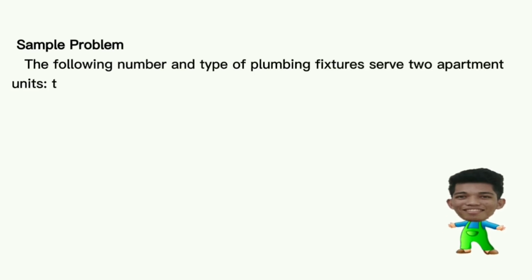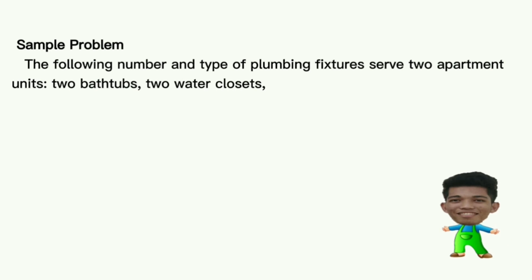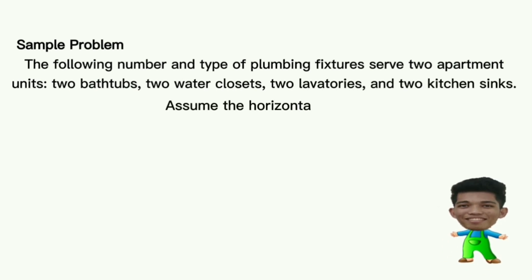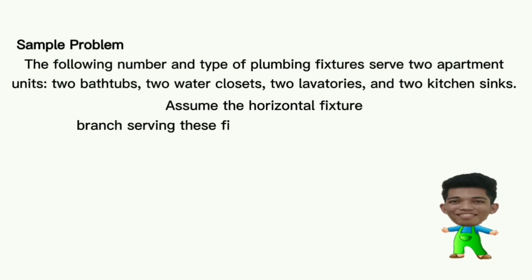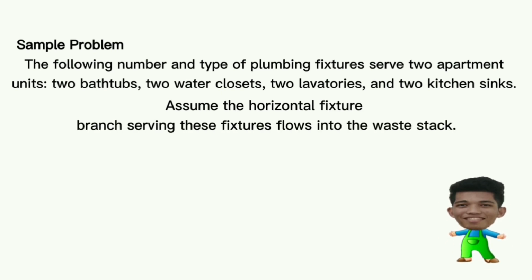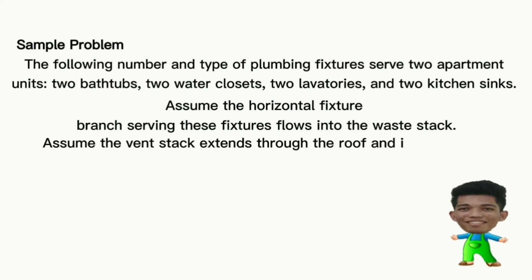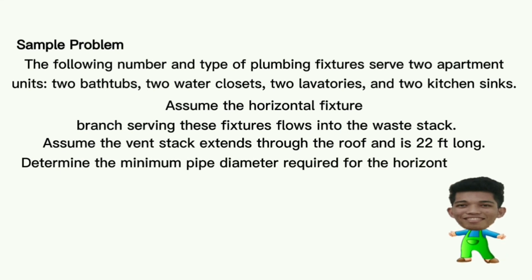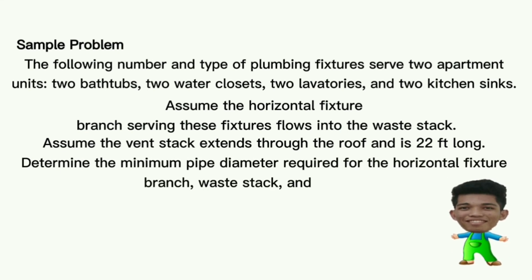So, itong example. The following number and type of plumbing fixtures serve 2 apartment units: 2 bathtubs, 2 water closets, 2 lavatories, and 2 kitchen sinks. Assume the horizontal fixture branch serving these fixtures flows into the waste stack. Assume the vent stack extends through the roof and is 22 feet long. Determine the minimum pipe diameter required for the horizontal fixture branch, waste stack, and vent stack.